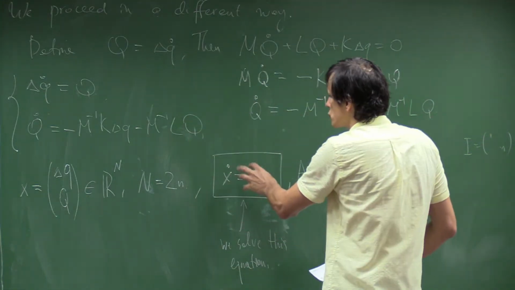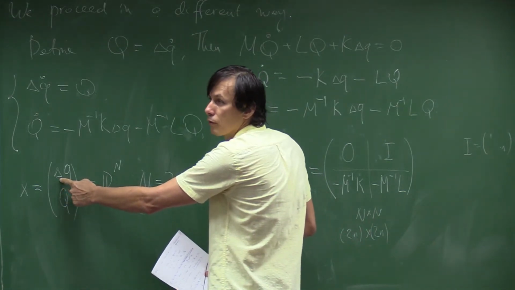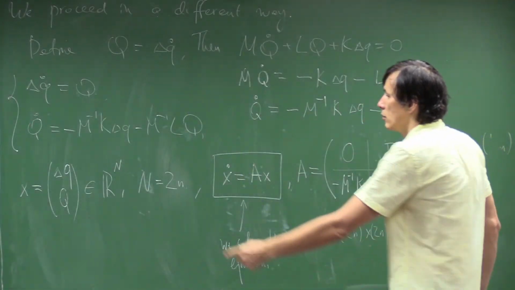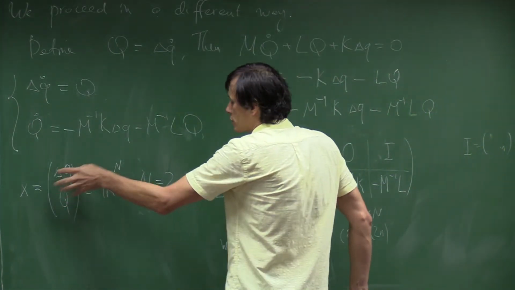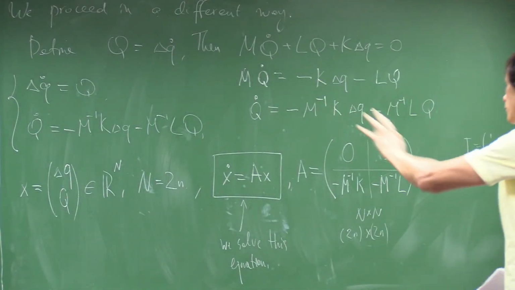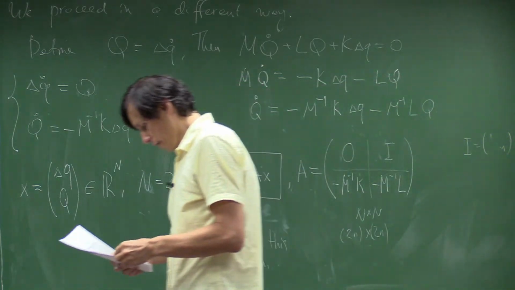Solving this equation with this matrix is just the same as solving the original equation because they are equivalent. If you have solution x, then solution of the previous one is the first n components. And vice versa, if you have solution of the first one, then you can take coordinates and velocities and give the solution to that. So there is a one-to-one correspondence of the solutions. So instead of solving this, we can solve this, and this is just the same thing.